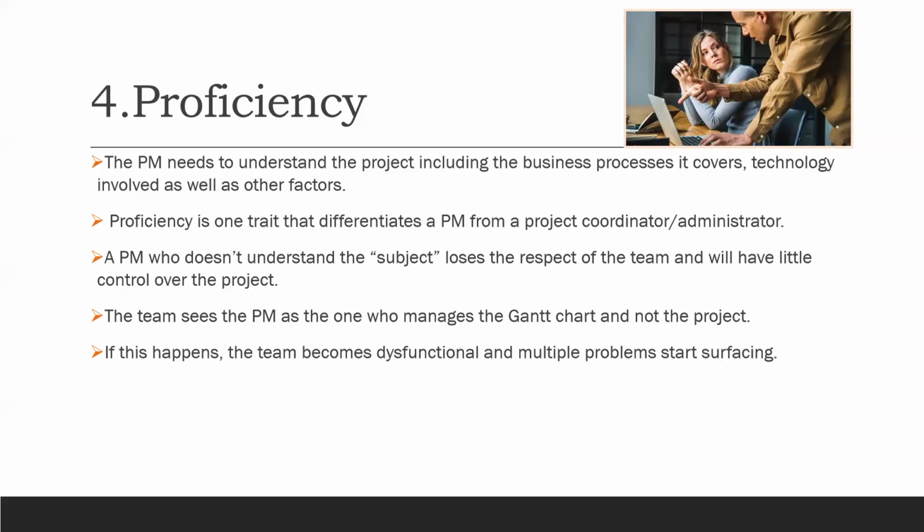And you make room for sabotage, you make room for disregard of your work and the project as well. So there's also a characteristic where the team sees the project manager as one who manages the Gantt chart and not the project. They will just see the person as doing that. And that also needs to change in the characteristics of a project manager. And if this happens, the team becomes dysfunctional and multiple problems start surfacing.